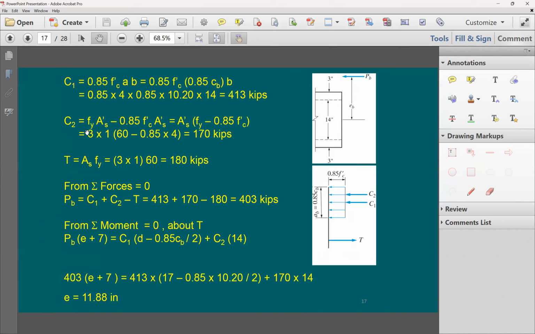You shouldn't miss it. This is going to come again in your quiz. You're going to have the balance point. You better know how to do it.